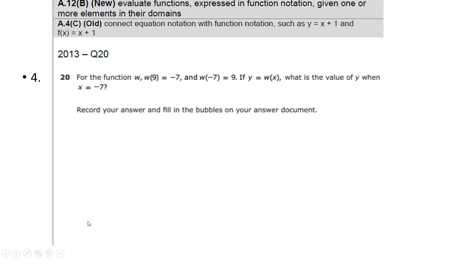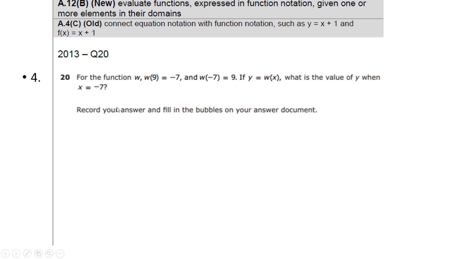All right, last question for today. Looks kind of confusing at first, kind of overwhelming. Okay, so it says the function w, where w of 9 equals -7, and w of -7 equals 9. What is the value of y when x equals -7? And right here, that says y equals w of x. That just means y equals the answer to w of x. Okay, so what is y when x is -7?